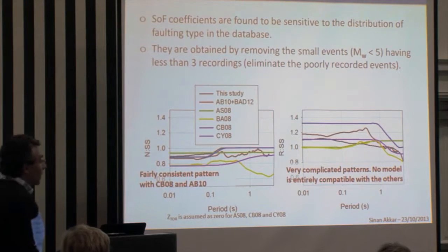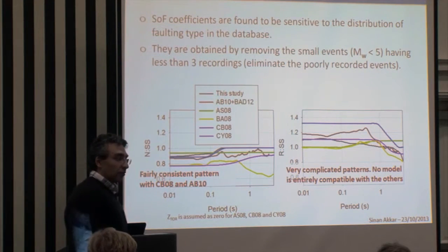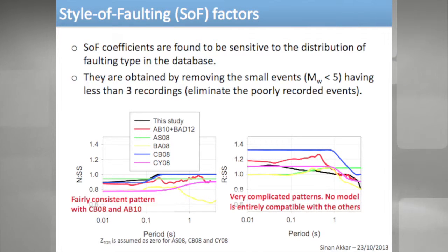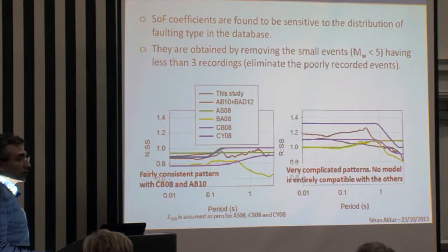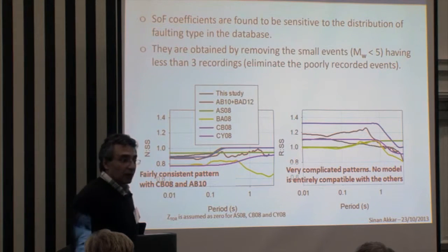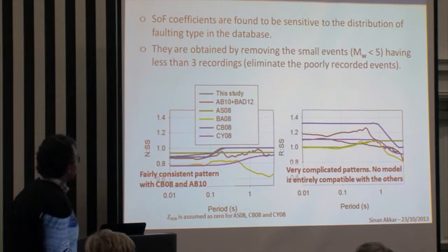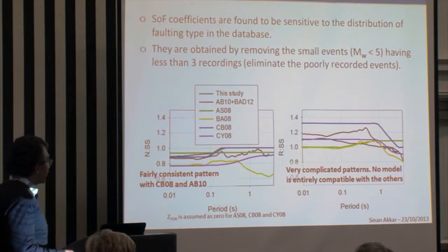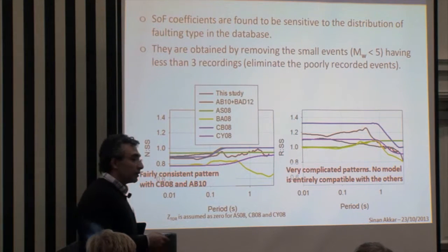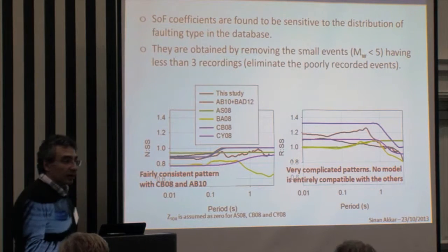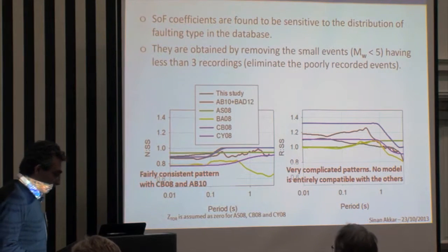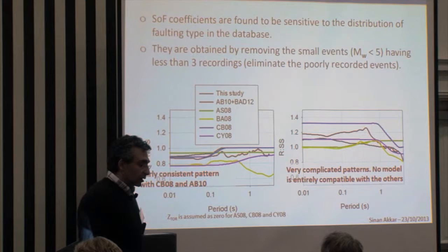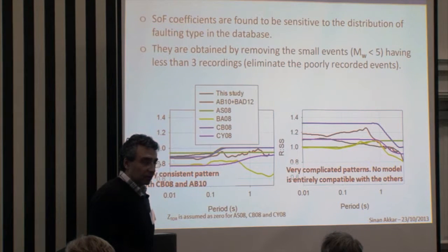Okay, so now from this point on, I'll try to address the questions raised by the project members. So in our style of faulting term, we are not considering any Ztor term, or in our preliminary analysis showed that the style of faulting term depends significantly on the database distribution.